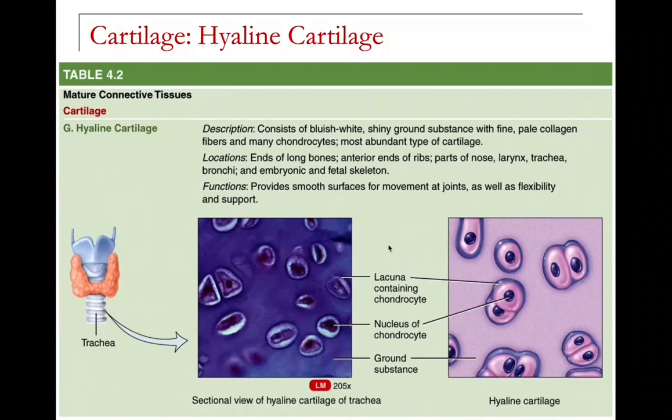It's going to be a bluish-white, shiny ground substance. It's going to have fine, pale collagen fibers, a lot of chondrocytes. So this would be on the ends of long bones, the anterior ribs. So if you feel on the lower end of your rib cage in the front, you'll have it in part of the nose, larynx, trachea, bronchi. And this will make up a lot of the embryonic and fetal skeleton. So it will give smooth surfaces for movement and allow more flexibility.